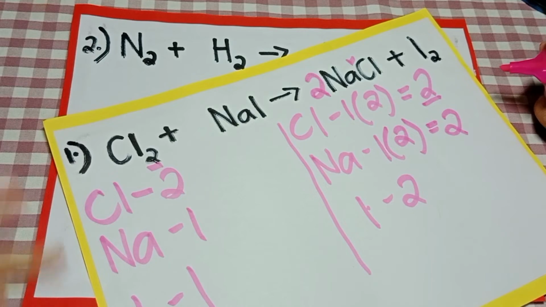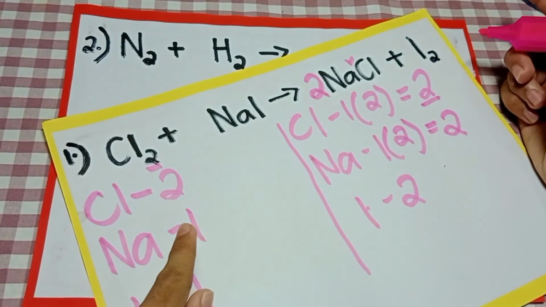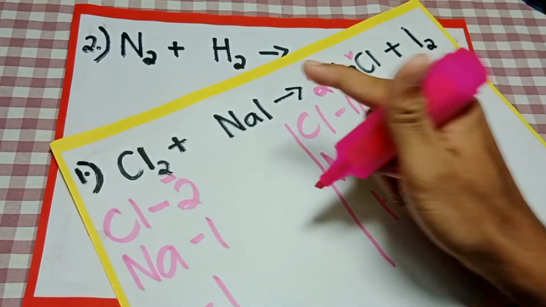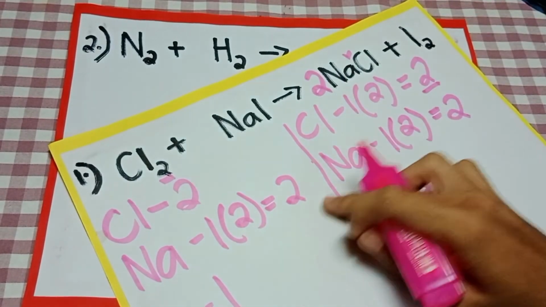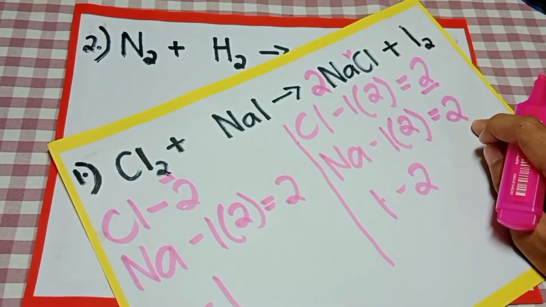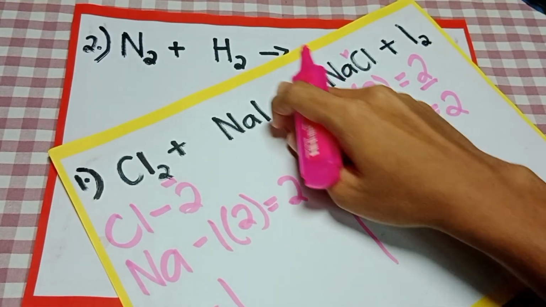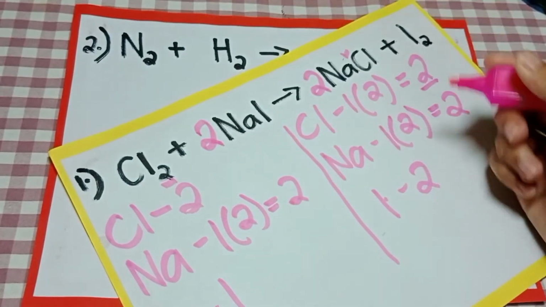So as you can see, chlorine is now balanced, for now. However, the sodium now is not. So we have to multiply the reactant side sodium by 2 again. So now it is balanced. At the same time, we need to put this 2 before the compound where sodium is located. So we have to put 2.